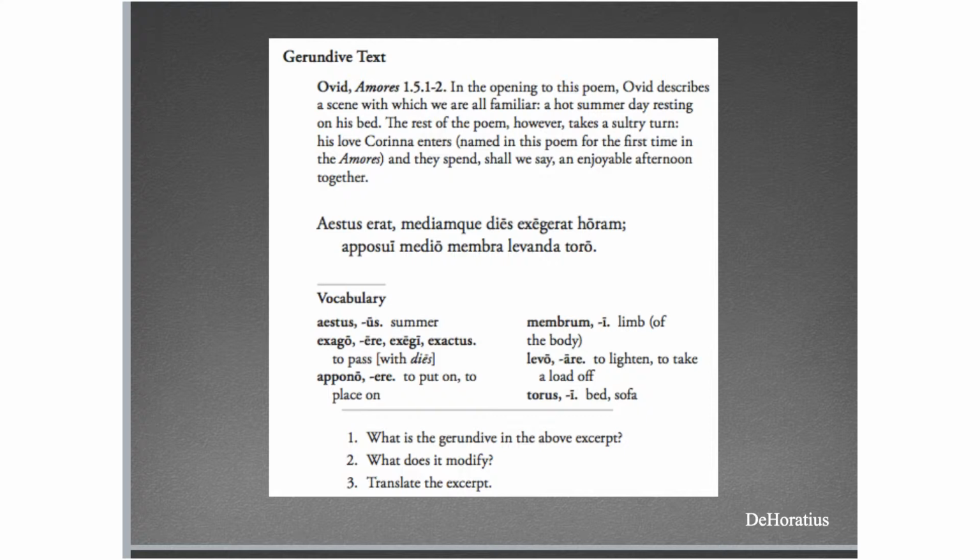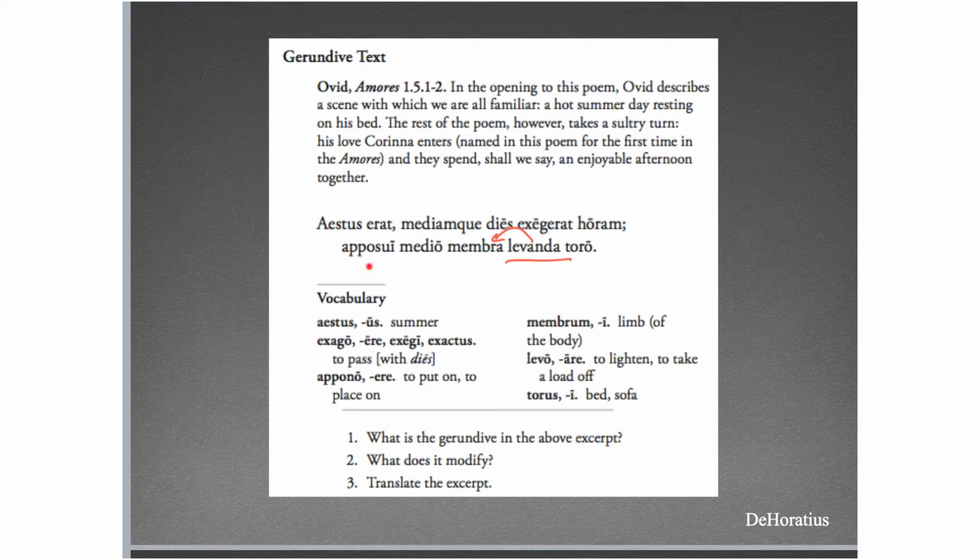All right, here's another gerundive, future passive participle text. So what is the gerundive? See if you can find it. What does it modify? All right, it's going to modify membra. And then translate. All right, so it was summer. The day had passed the middle of the day, right? The middle hour.